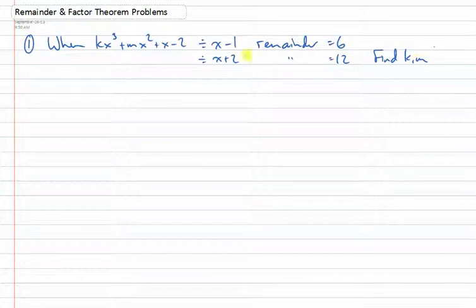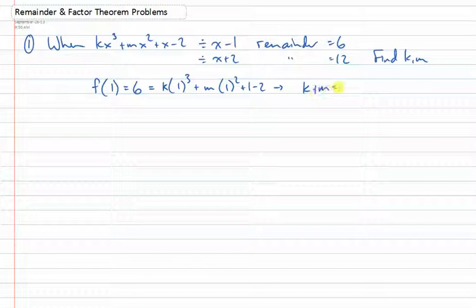So, dividing by x minus 1 is like substituting 1 into the function. The fact that the remainder is 6 means that I'll get 6 as a result when I do that substitution. So I've got k times 1 cubed, plus m times 1 squared, plus 1 minus 2. Simplifying that, I can write k plus m equals 7, which is one equation.